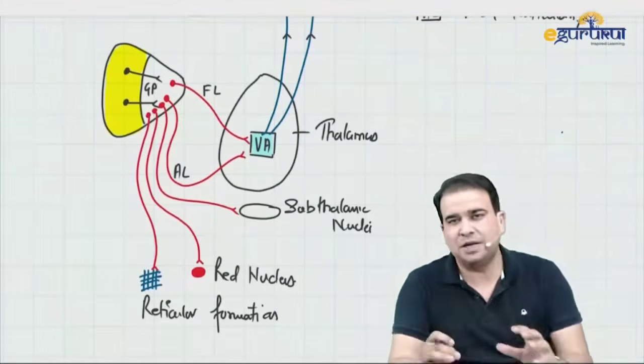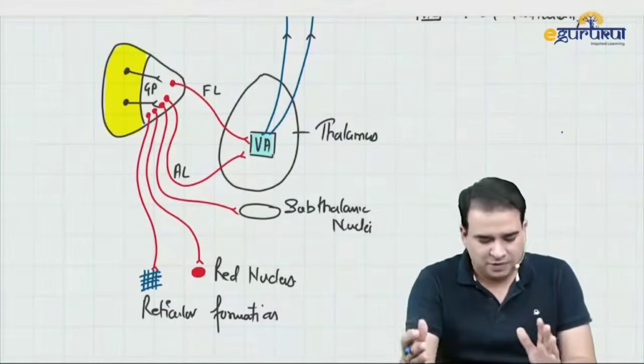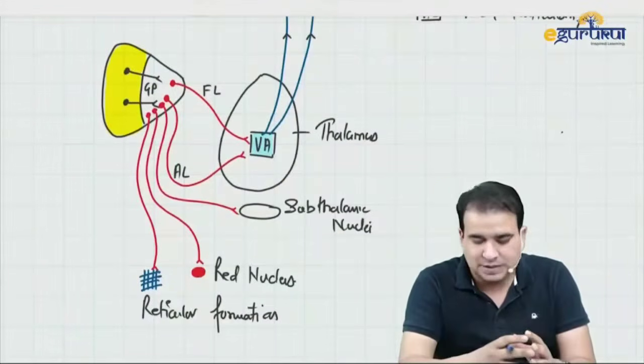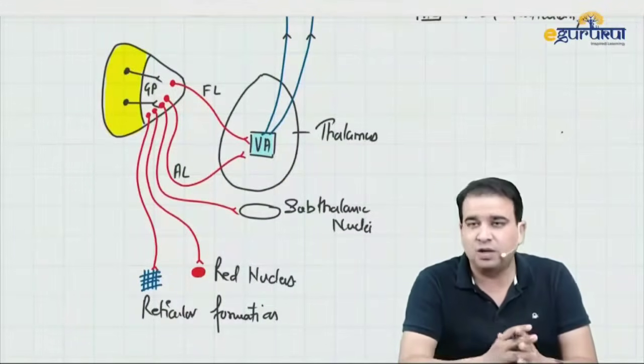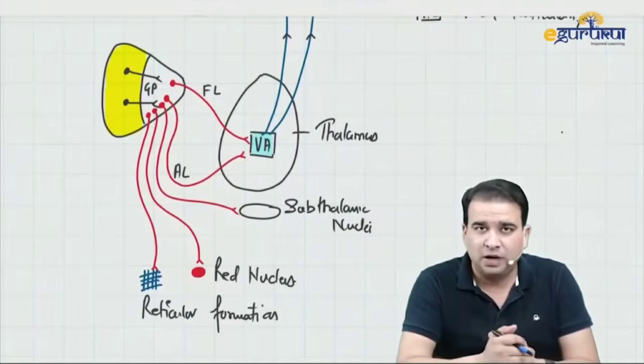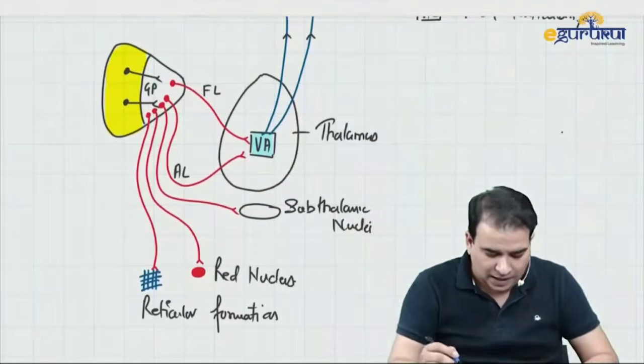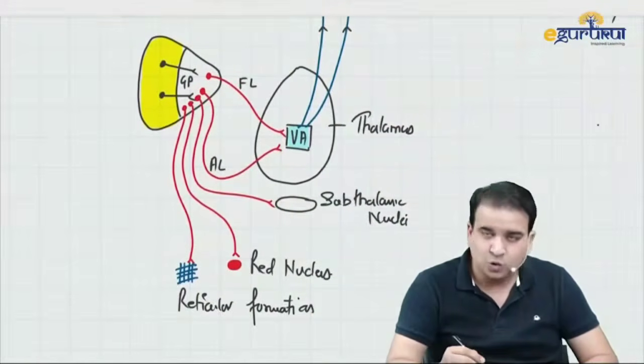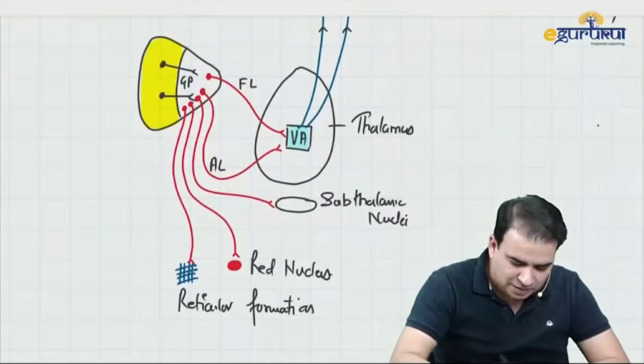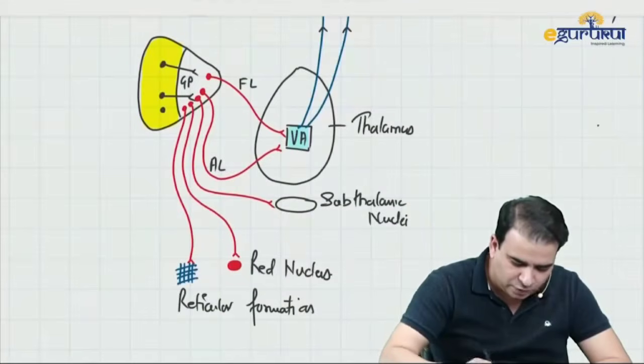So these are the efferents that we see from the globus pallidum. We have the efferent to the thalamus, an efferent to the subthalamic nuclei, and efferents to the red nucleus and also to the reticular formation as well. Some of them will also go to the substantia nigra, but we said that the majority of the fibers to the substantia nigra will come directly from the putamen part.